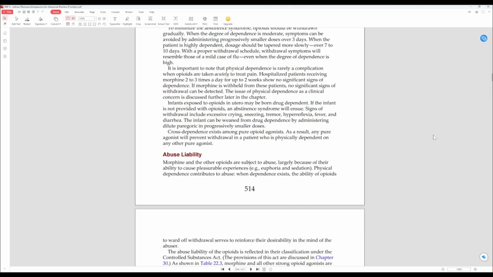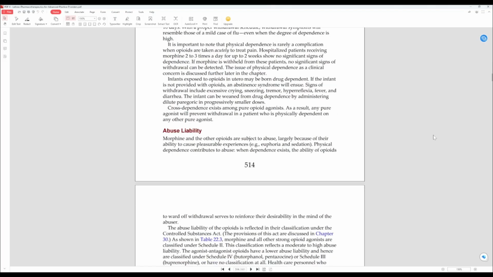Infants exposed to opioids in utero may be born drug dependent. If the infant is not provided with opioids, an abstinence syndrome will ensue. Signs of withdrawal include excessive crying, sneezing, tremor, hyperreflexia, fever, and diarrhea. The infant can be weaned from drug dependence by administering dilute paregoric in progressively smaller doses.